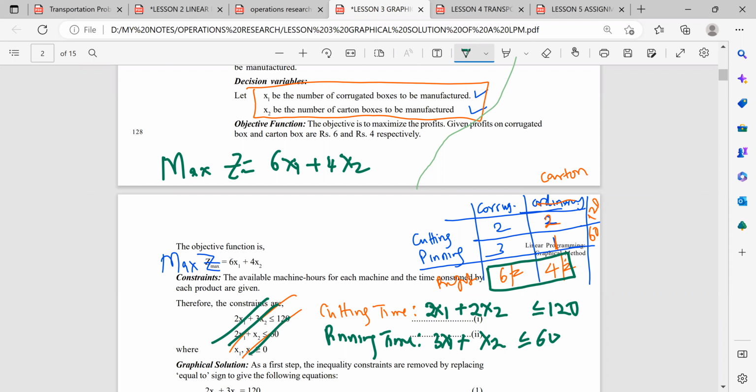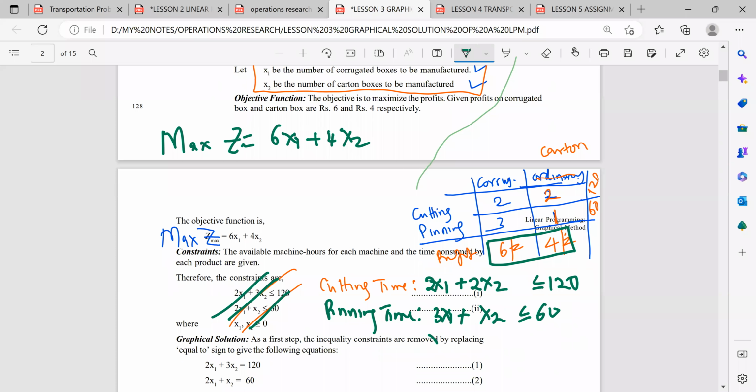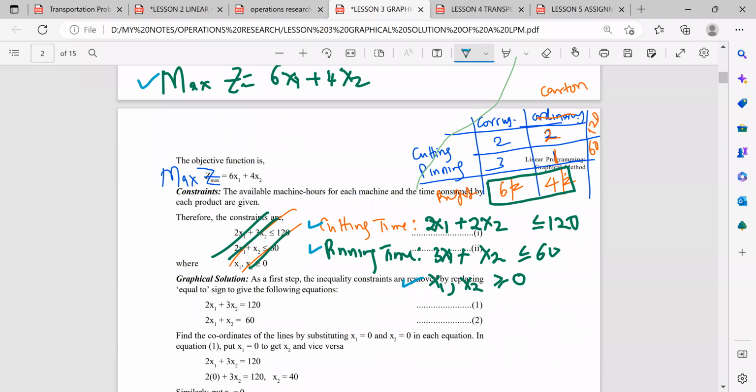Then are we done with the formulation? Non-negativity. Yes, correct. You must say that x1, x2 are non-negative. If you are required to write the model down, you start by letting x1 and x2 be as such. Then this is the first part of the model, the second, the third, and then the last part. Those are the parts that must be visible. So the model is now defined.